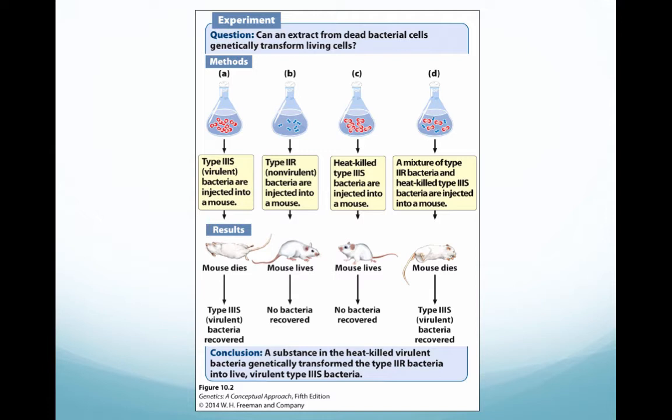And that virulent S form was the one that caused the pneumonia and allowed the mouse to die. And so this really led to the identification that there's some sort of material in the polysaccharide coat of the dead bacteria cell that is responsible. So he started calling that the transforming principle.